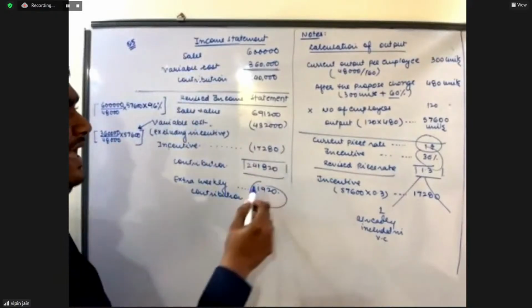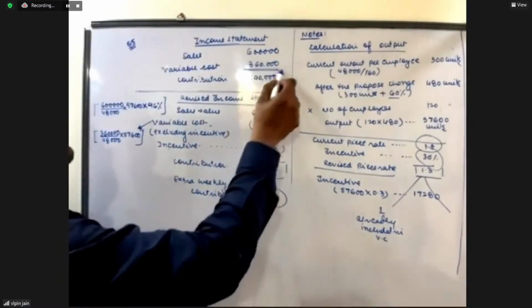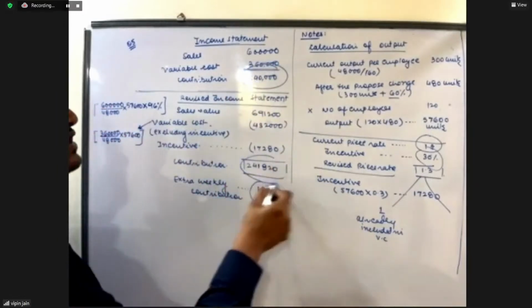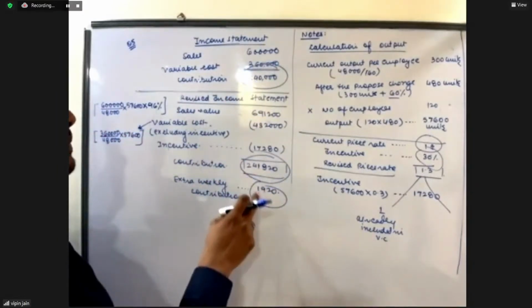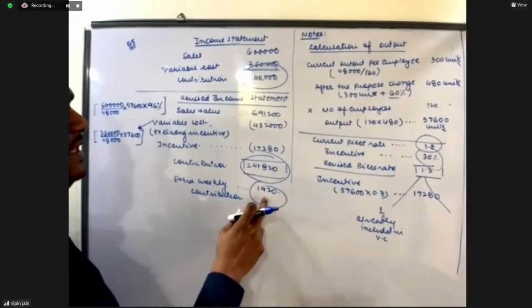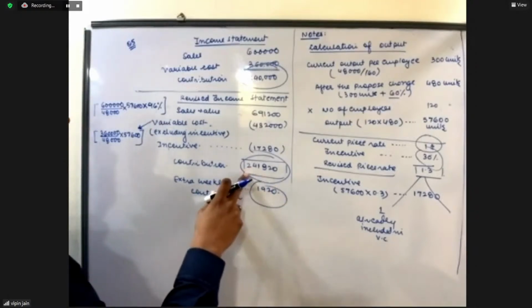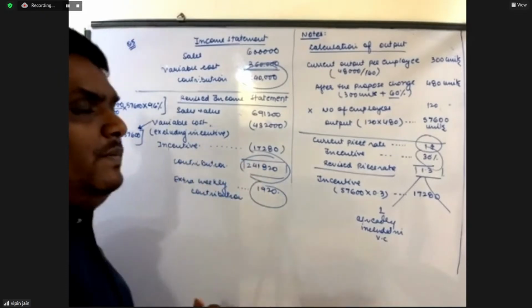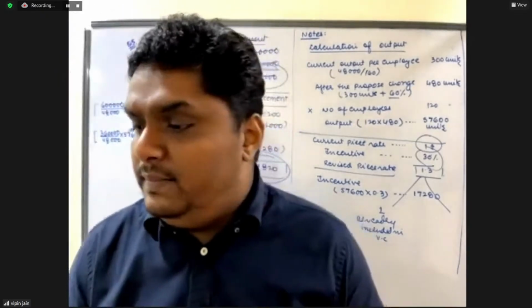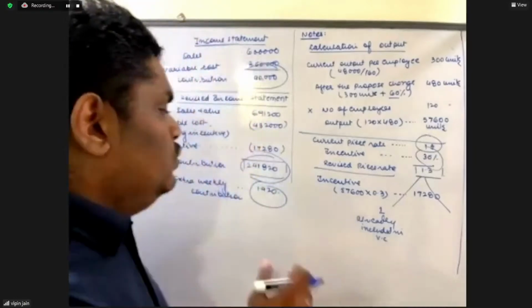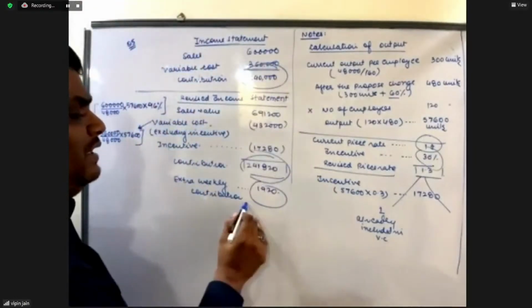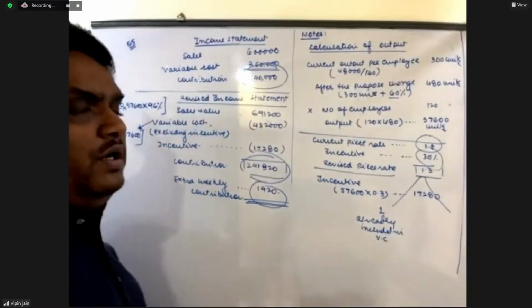1920 is my extra weekly contribution. Earlier, my contribution was 2,40,000, and due to this change, my contribution has increased by 1,920. Now, after revision or after the proposed change, my contribution will be 2,41,920. So 1920, that is 2,41,920 minus 2,40,000. This is my extra weekly contribution.